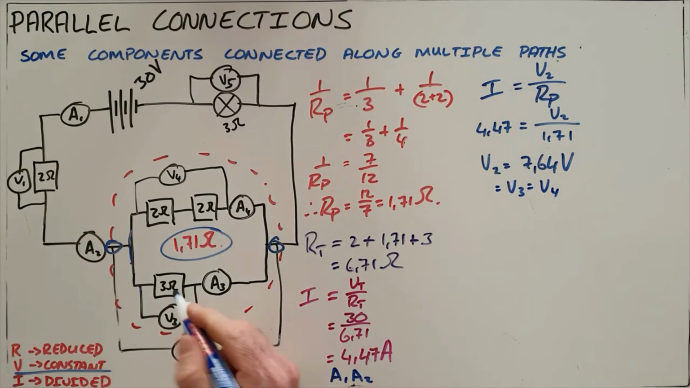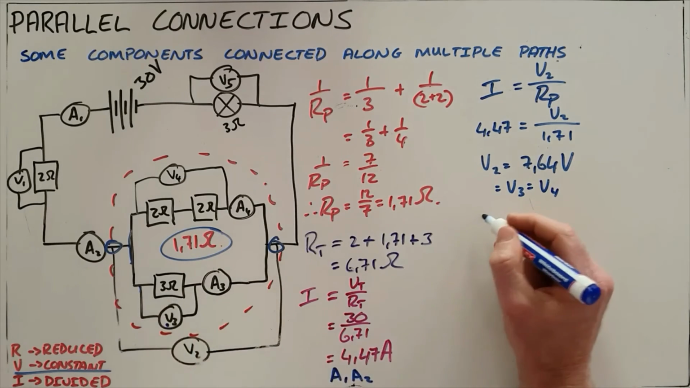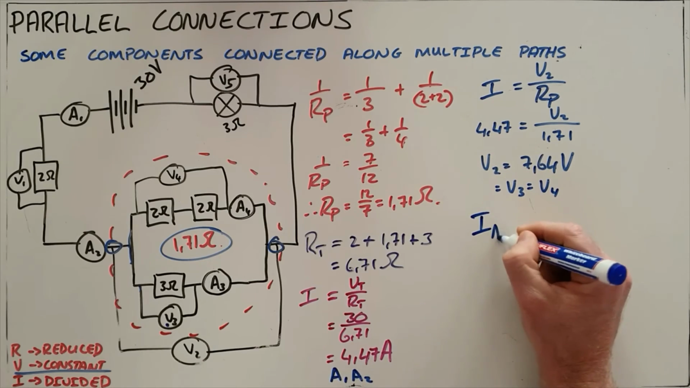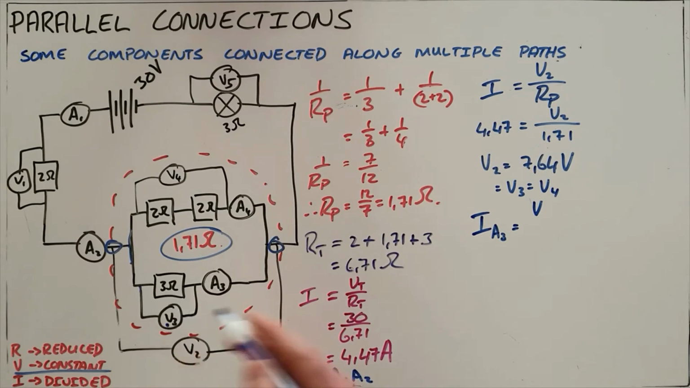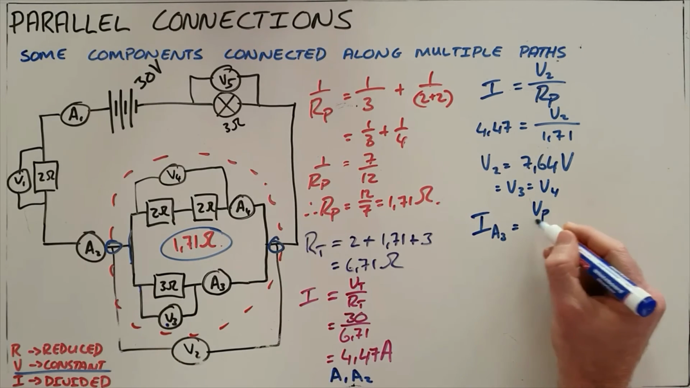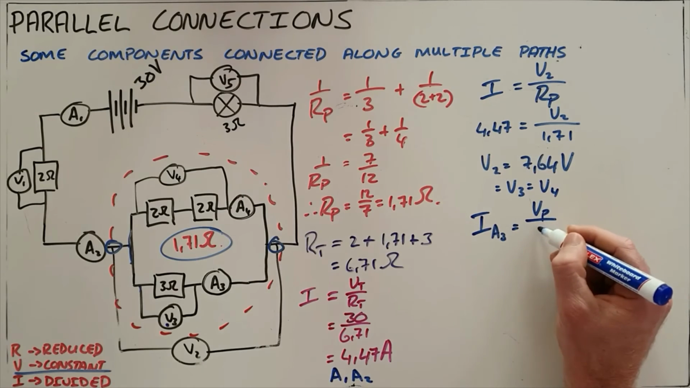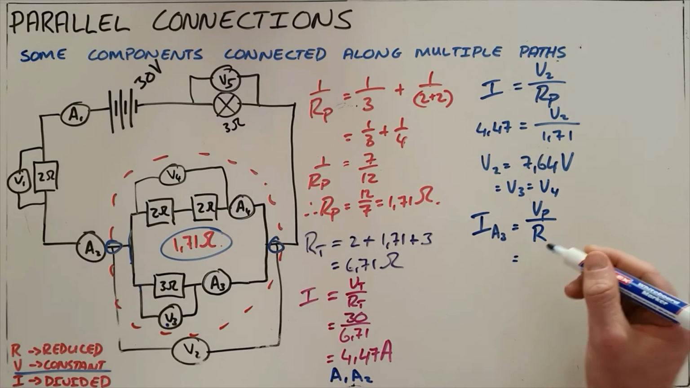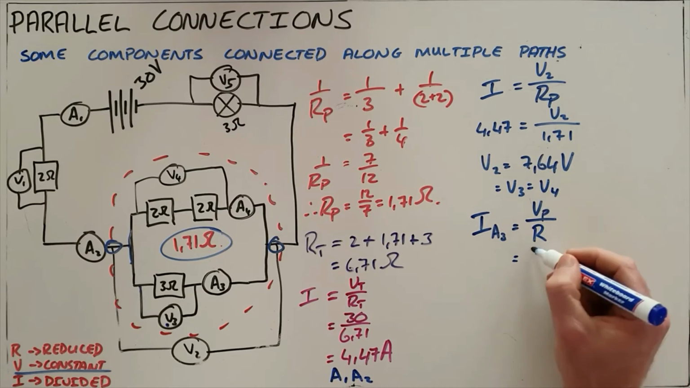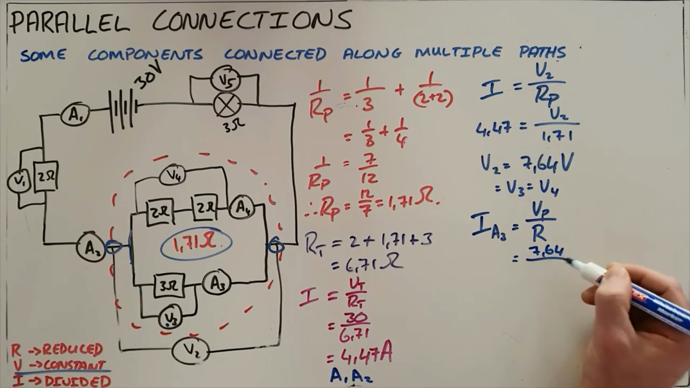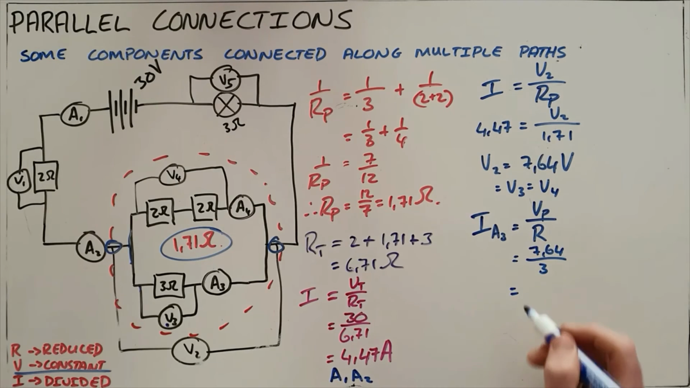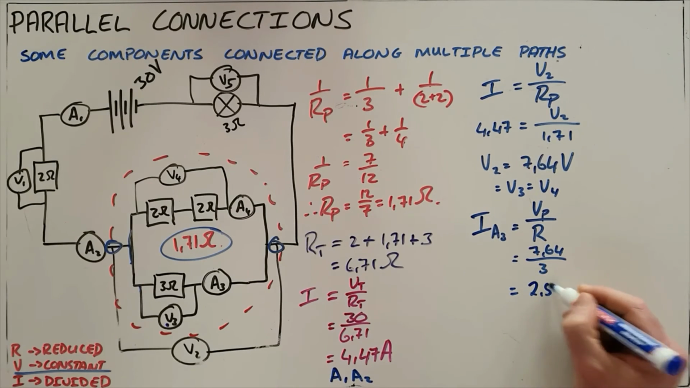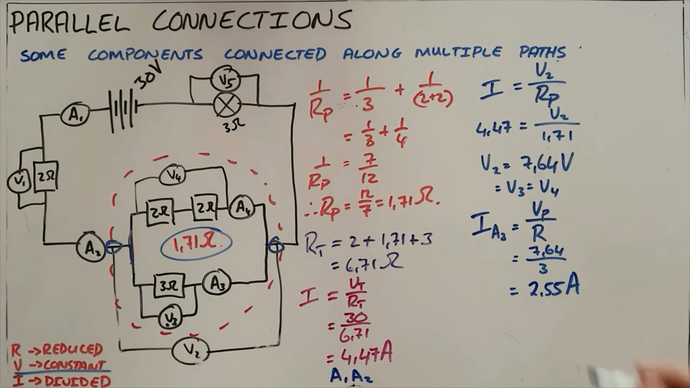What that then allows us to do is, since we know the voltage V3 and we know the resistance, we can calculate the current through A3. The current through A3 is equal to the voltage measured across that arm of the circuit, which is exactly our parallel voltage, divided by the resistance. That gives us 7.64 divided by 3 ohms, and that tells us that our current through A3 is 2.55 amps.